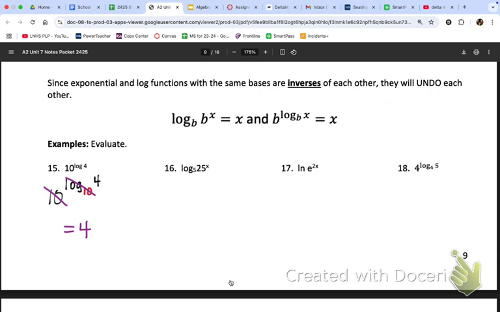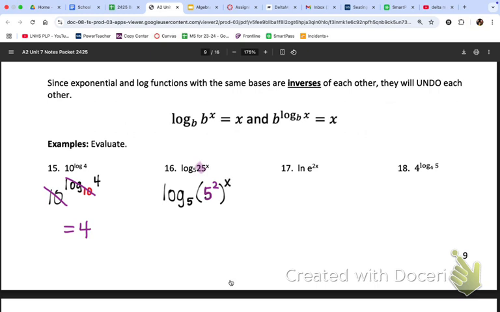Okay, the next one is weird because they're not the same base, right? Because your base here is 5, and then you have a 25. So you have to see if you can get them to be the same base. How can I rewrite 25 as a base of 5? Here, I'm going to highlight it. What is 25 in terms of 5? 5 to what power? 2. There you go. 5 squared, right?